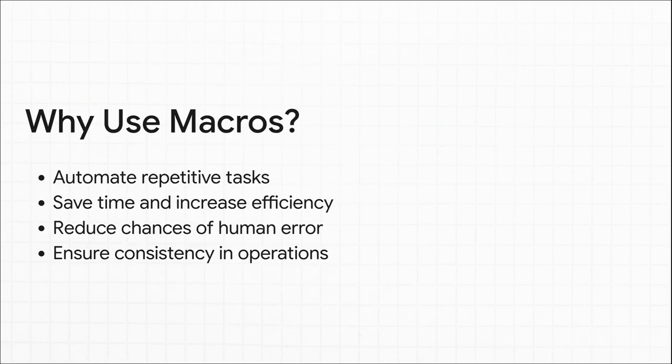And why is that so powerful? Well, the benefits are huge. Yeah, you automate those mind-numbing tasks, which of course saves a ton of time. But honestly, the real magic is that you slash the chances of human error. The macro does the task the exact same way every time, which means your work stays perfectly consistent. And that is absolutely critical for things like reports and data analysis.